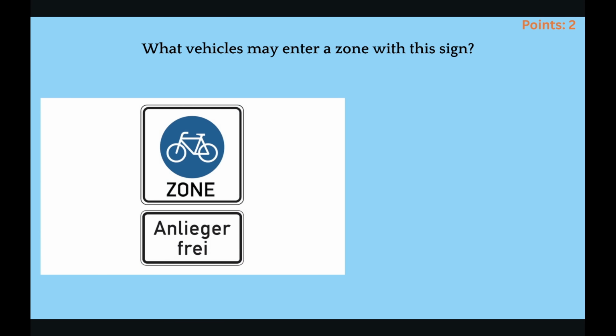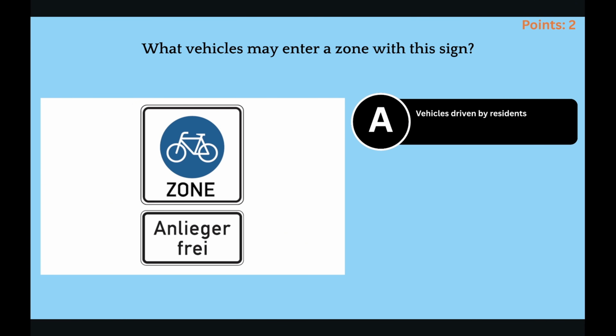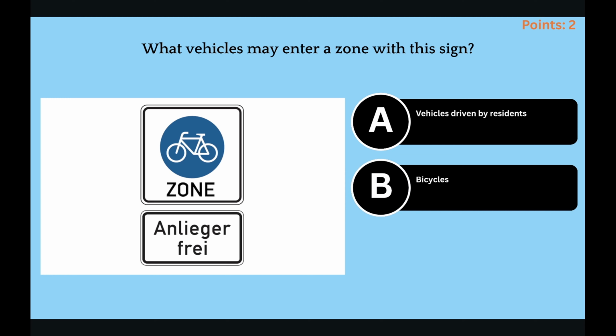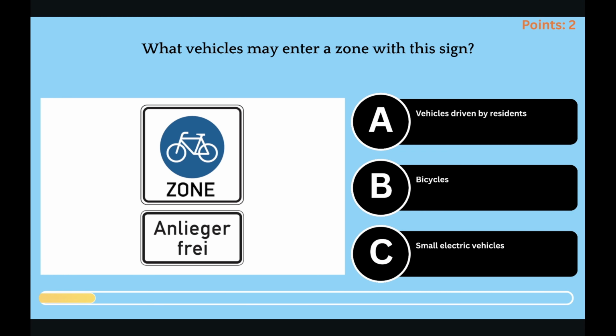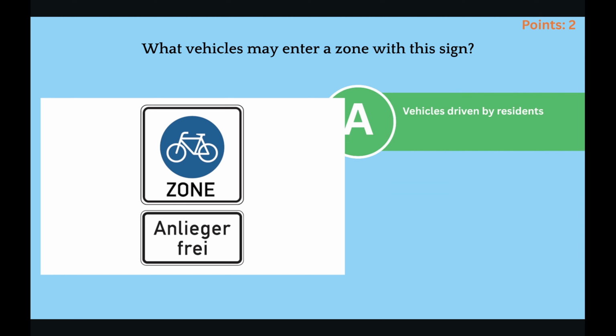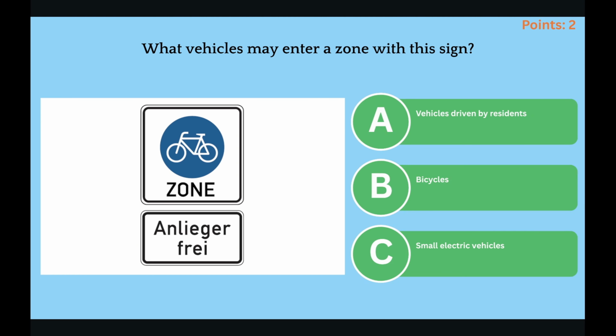What vehicles may enter a zone with this sign? A. Vehicles driven by the residents. B. Bicycles. C. Small electric vehicles. All the answers are correct.